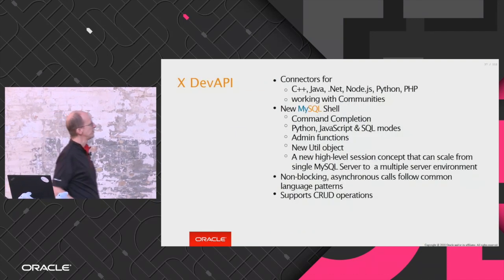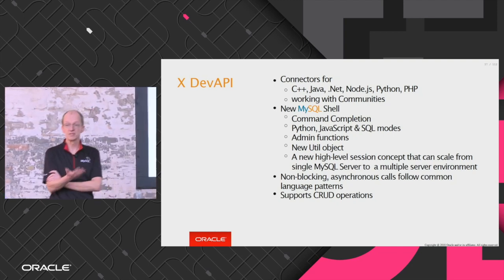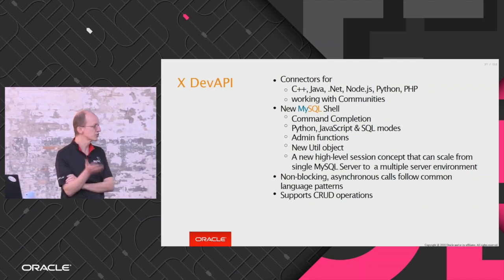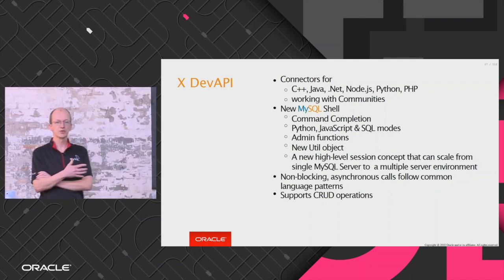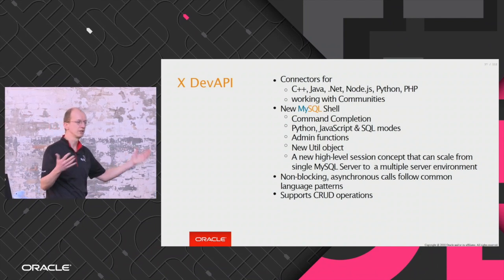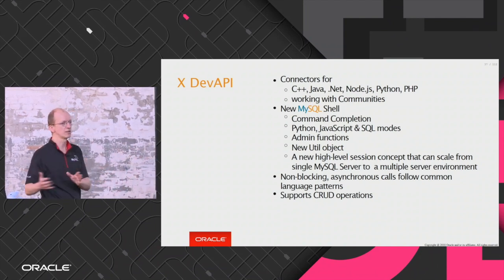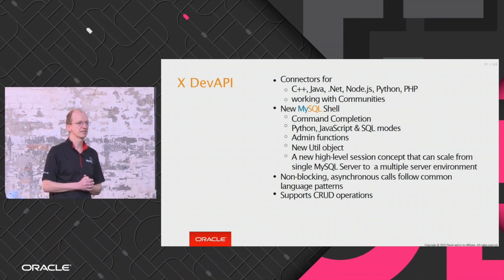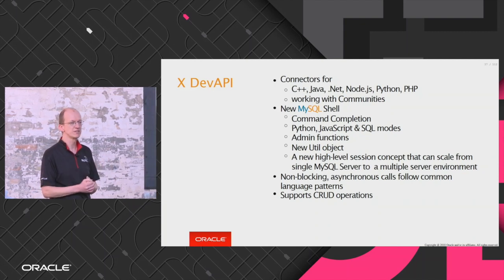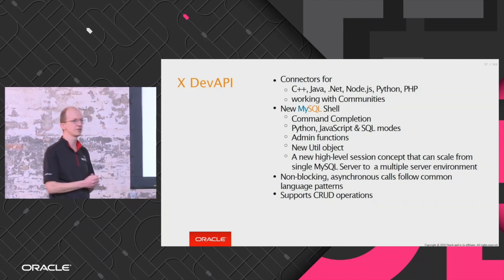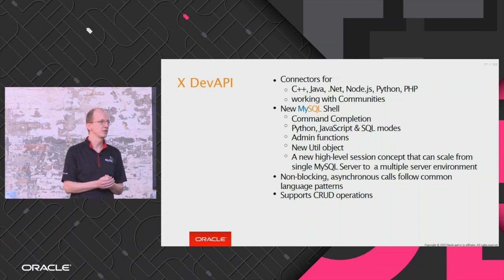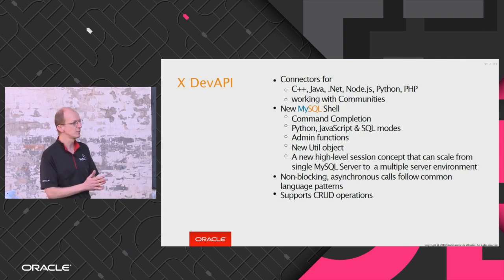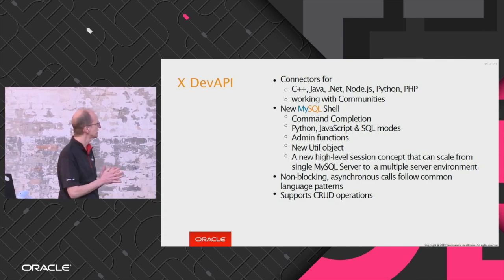So that X Developer API obviously requires support for the new protocol, and this is why all our connectors, C++, Java, .NET, Node.js, Python, PHP, all these connectors do support both ways, the classic MySQL protocol as well as the new X protocol. And we have a new command line utility that better supports developing for this new API, and that is the MySQL shell. It is actually the same MySQL command line utility, but it is enhanced. It has 3 operation modes. We will take a look at that in a few seconds.